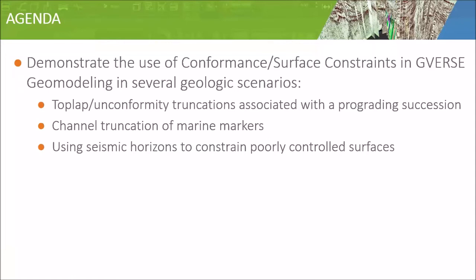I'm going to look at three different geologic scenarios, three different projects. The first one is toplap unconformity truncations and a prograding and downstepping succession in the late Paleozoic in Oklahoma. And then channel truncation using an example from the lower Pennsylvanian of eastern Colorado, the Morrow.